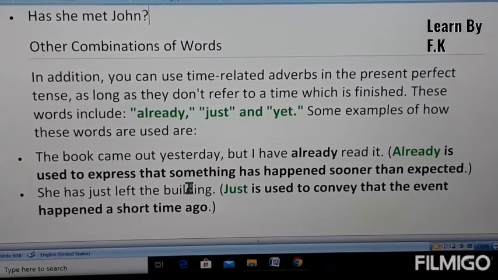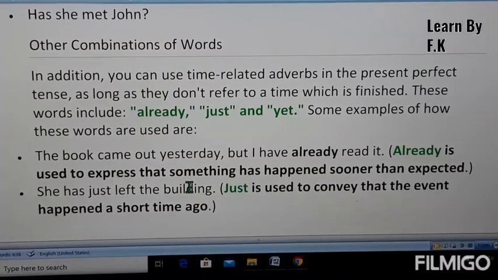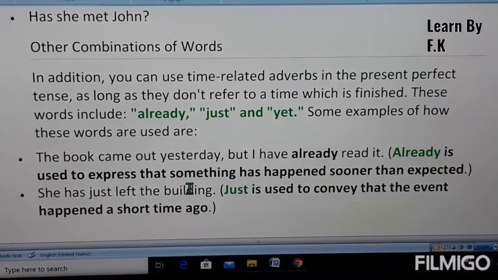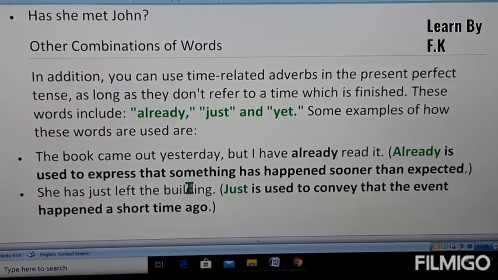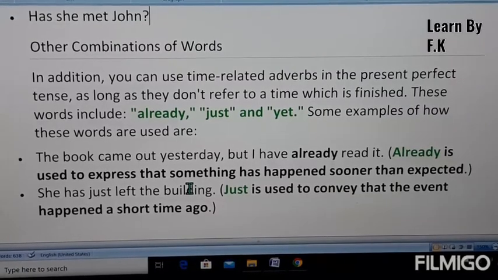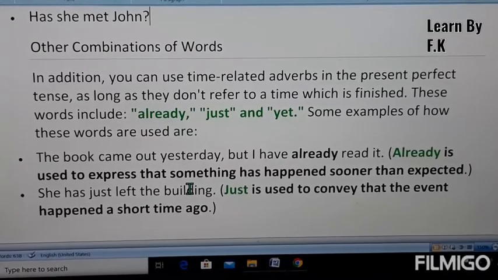She has just left the building. Just is used to convey that the event happened a short time ago. It means the action was just completed a very short time ago. She has just left the building. It means she just came out of the building right now.